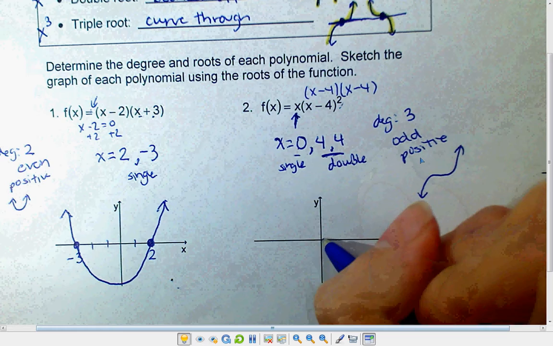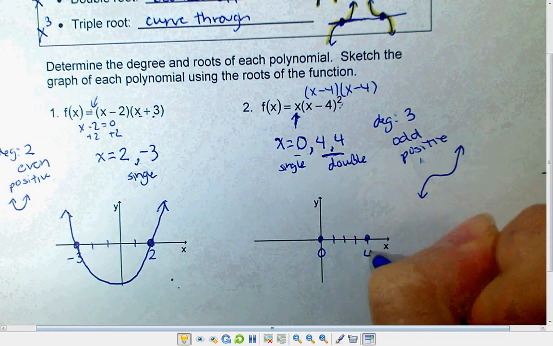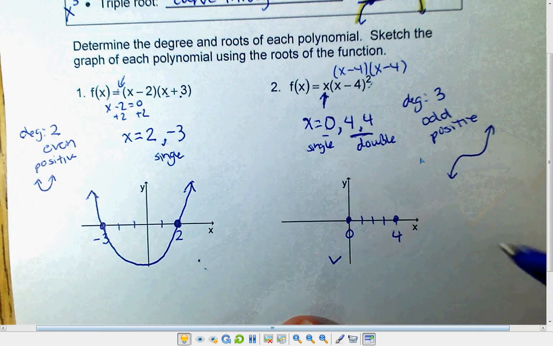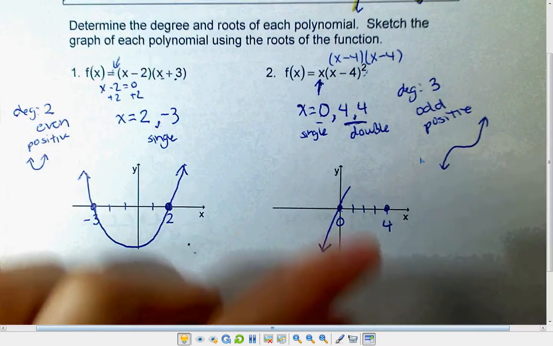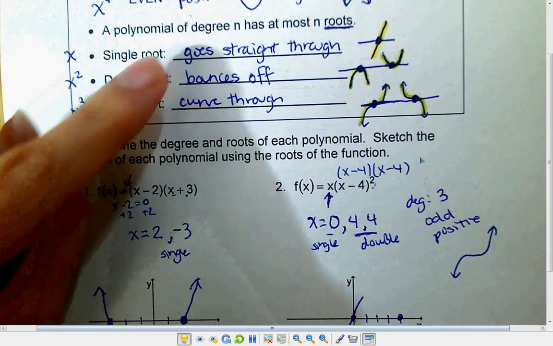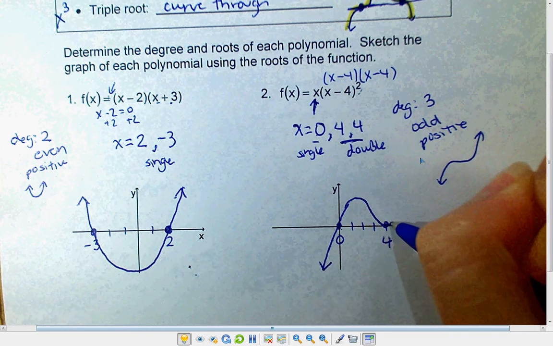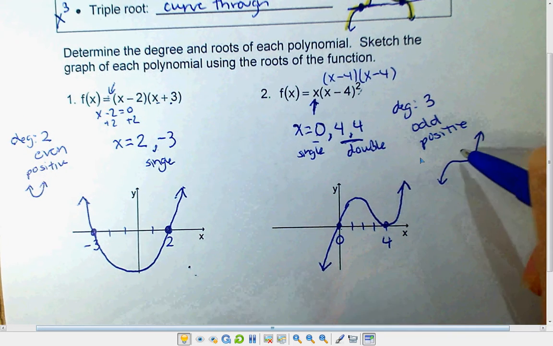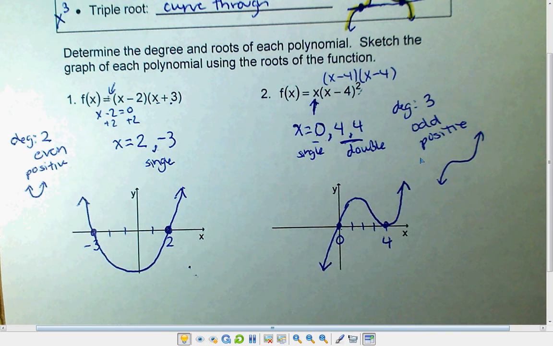And again, let's plot our points. So we have a 0 and a 4. So we wanted to start down here. Because the 0 is a single root, it's going to go straight through it. But 4 is a double root, so because it's a double, it's going to look like our x squared, so it should bounce off. So what this means is it's going to bounce off as if it was quadratic, and then keep on going up, because that's the other end of my graph. So that's what my graph looks like for number 2.